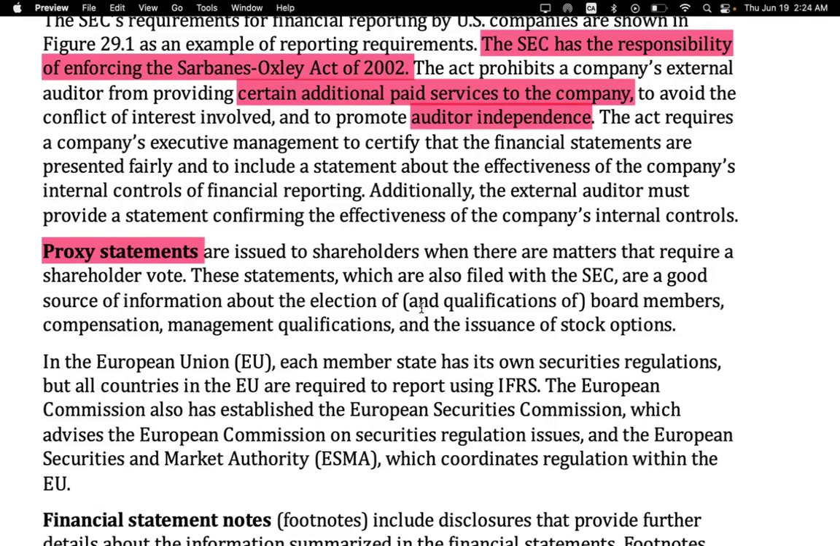Now, what happens is shareholders typically, a lot of them can't attend that meeting, right? So they're given a proxy statement, which takes their vote. So proxy statements are issued to shareholders when there are matters that require a shareholder vote. In it the shareholders give their vote and those proxy statements are sent back to the AGM. That's just kind of telling the shareholders about what's going on. They're filed with the SEC as well.